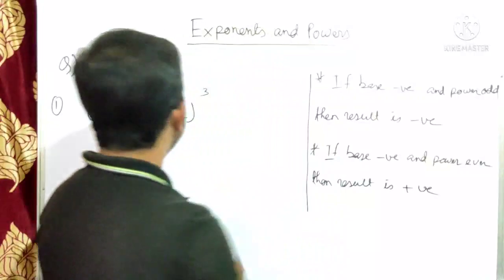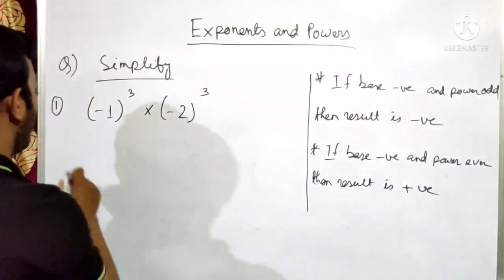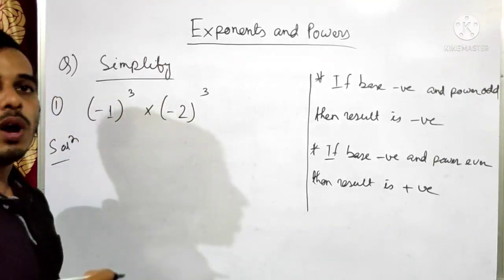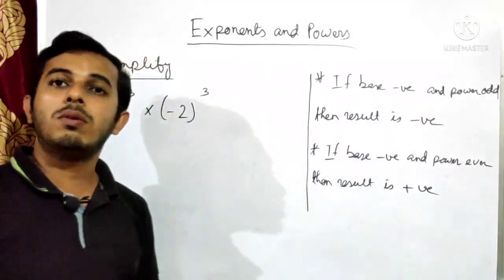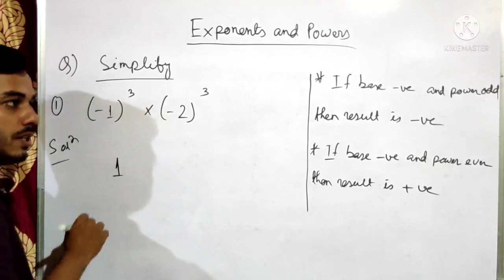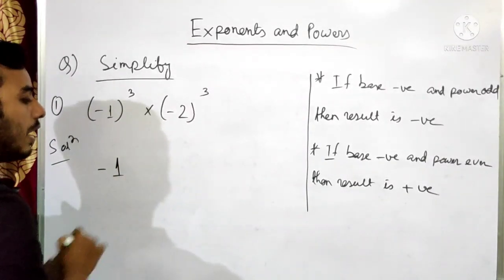So here we have base negative, power odd. So our result will be negative. Okay, so we'll write it like this, solution. Now 1 to the power 3 means 1 into 1 into 1, isn't it? That means 1. First we'll write the result, and according to this rule, it will be negative. Clear?